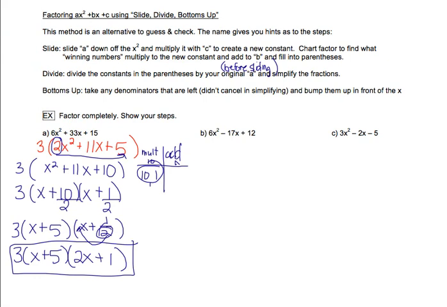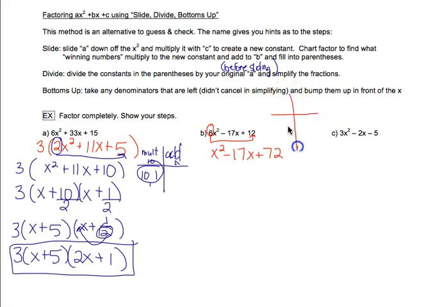So in this case, I am going to start with sliding the 6 down to multiply with the 12. So now it's going to be a plain x squared instead of a 6x squared. So that becomes x squared minus 17x plus 72. Then I'm going to chart factor it.